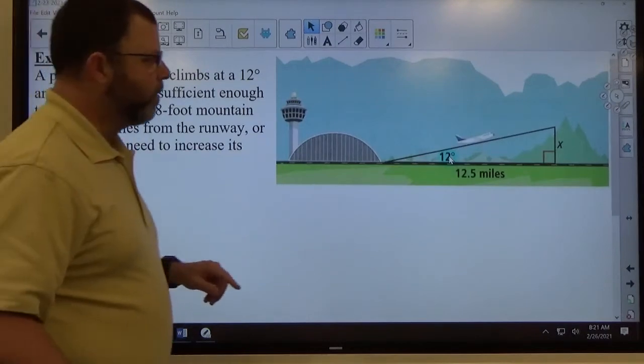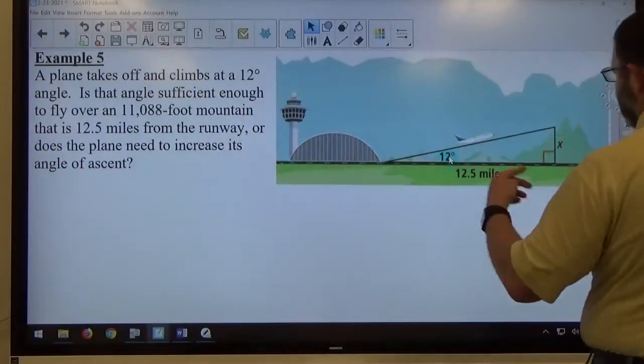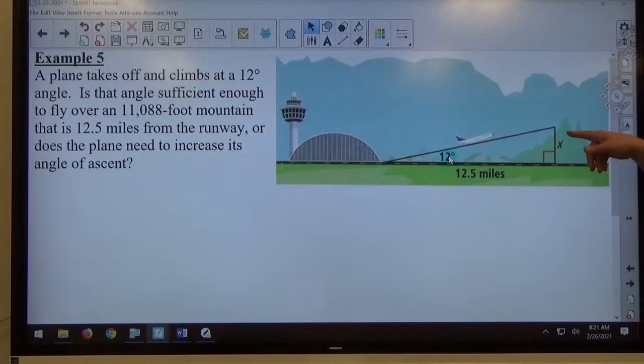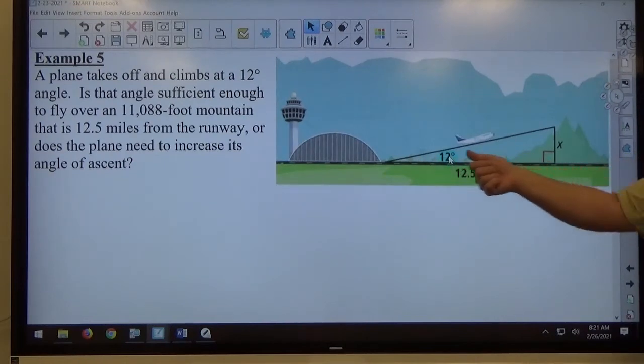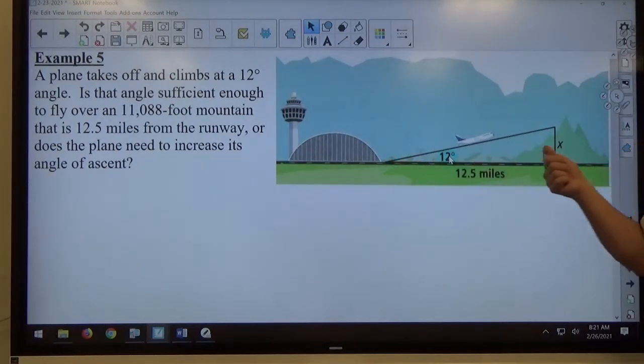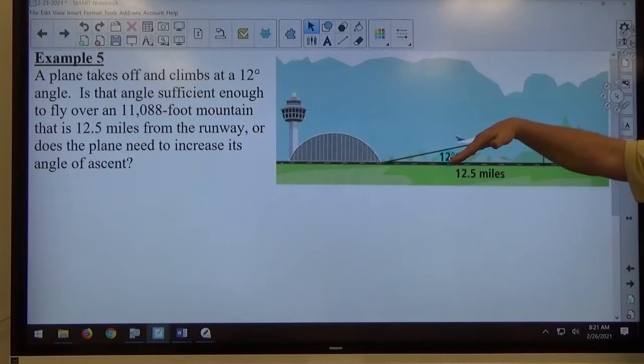All right, so this mountain, and based on the picture, it looks like we're at the mountain, doesn't it? I don't know. I mean, again, it's just a picture. But their question is basically, how big is X here with this setup? The mountain's exactly 12.5 miles away from where the plane took off the ground here. The plane is climbing at a 12-degree ascent, right? So it's going up at that. And we're trying to determine if this height is big enough.